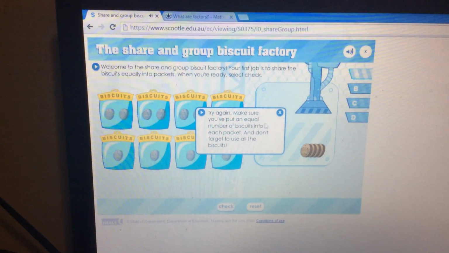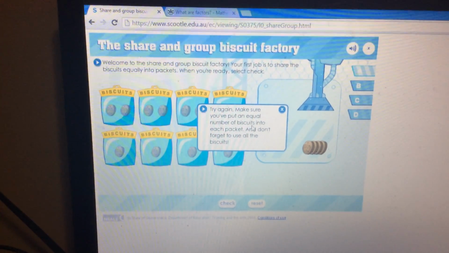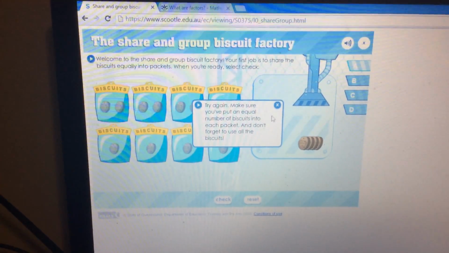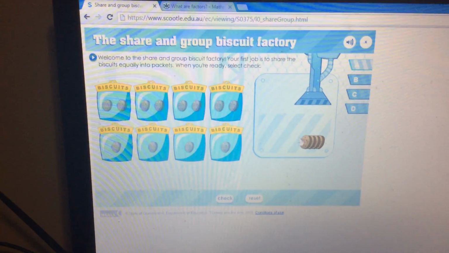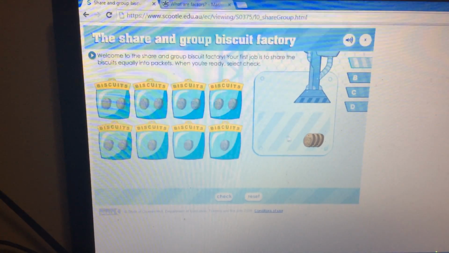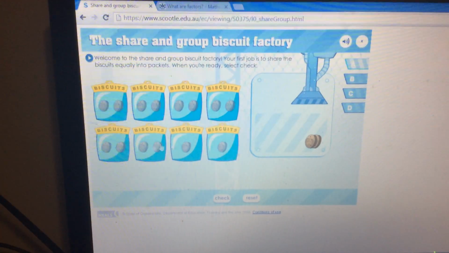So you can see the word equal number of biscuits, and to use all the biscuits. So it's also a reminder. So let's keep going. Just a couple more.